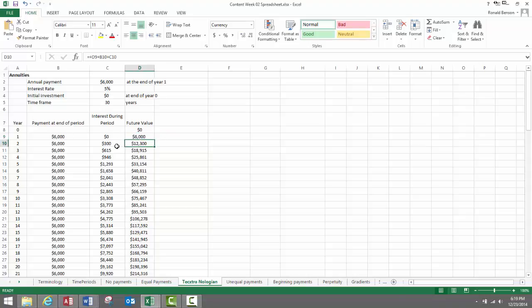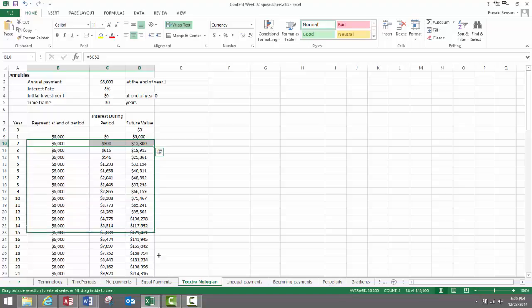In the second year, interest would be 5%. Here's the equation, C3 times D9. The interest is $300. The deposit is C2, with dollar signs, so it's not going to change. So we have 6,000 plus 6,000 is 12,000 plus 300 is 12,300. Since we use dollar signs on the rate and in this equation, we can just take all three, locate the lower right hand corner and drag it down.